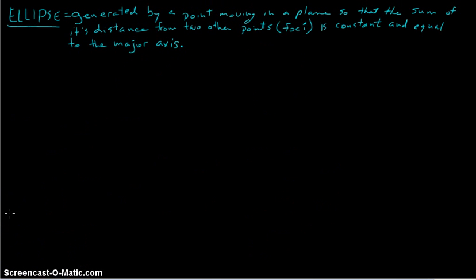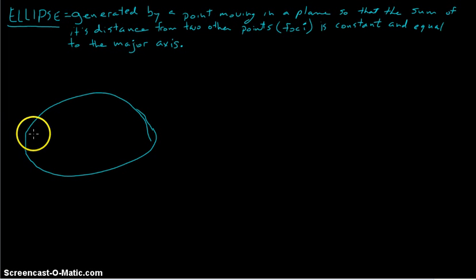Okay, our next shape to investigate is the ellipse. The definition, an ellipse is generated by a point moving in a plane so that the sum of its distance from two other points, the foci, is constant and equal to the major axis. So what does that mean? Alright, so let's say we have, try to freehand this, an ellipse of some sort here. It's supposed to be an ellipse there.